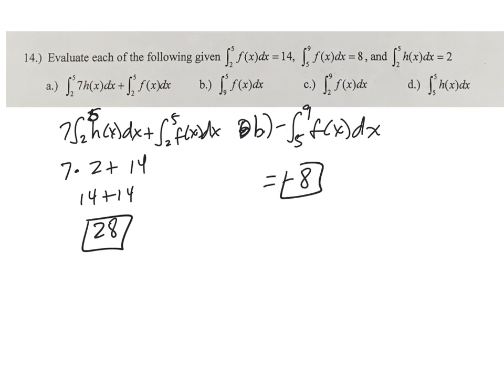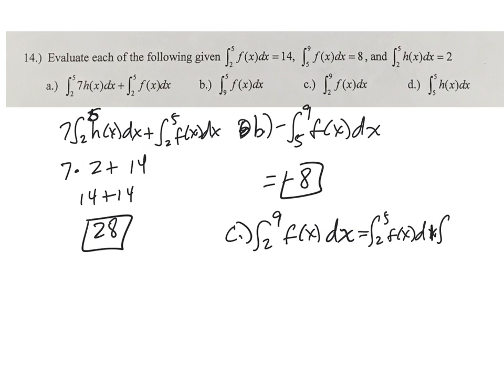-8. All right, and then letter C, I'm kind of running out of room, so I'll do letter C down here. Letter C, the integral from 2 to 9 of f of x dx. Well, look at what we're given. We're given the integral of 2 to 5 of f of x dx, and then the integral from 5 to 9 of f of x dx. So we can break this up into the integral from 2 to 5 of f of x dx plus the integral from 5 to 9 of f of x dx.